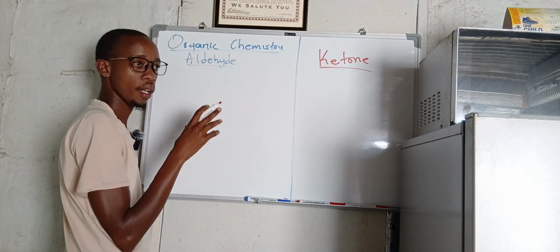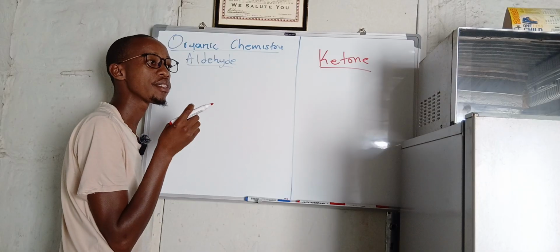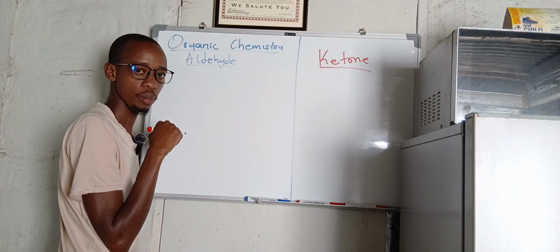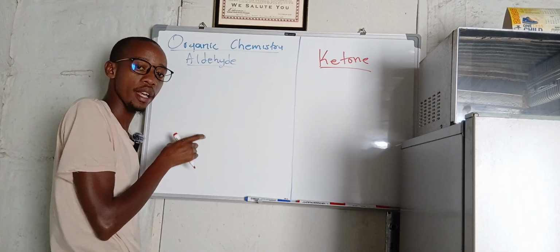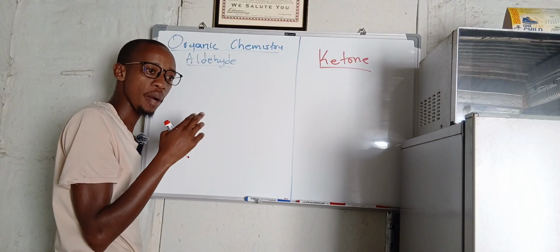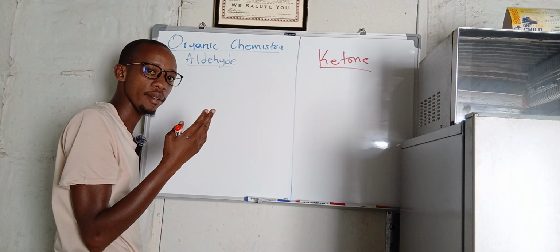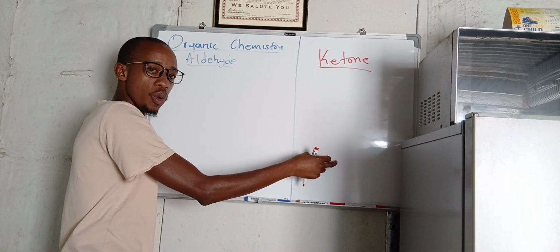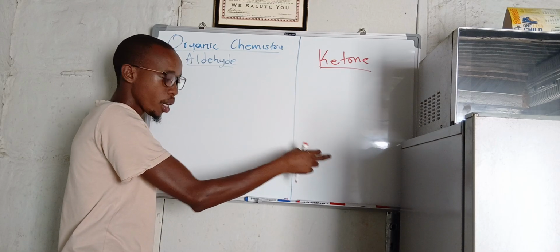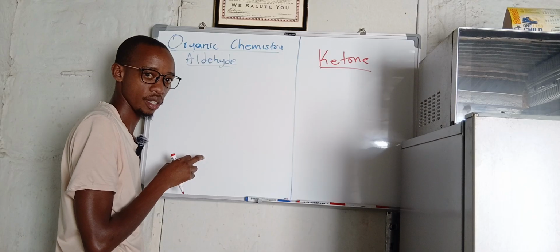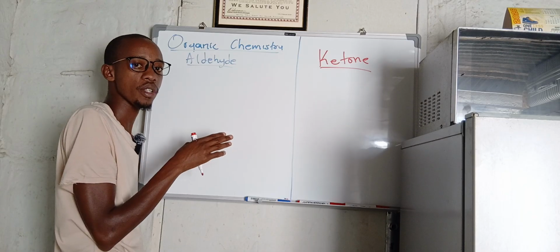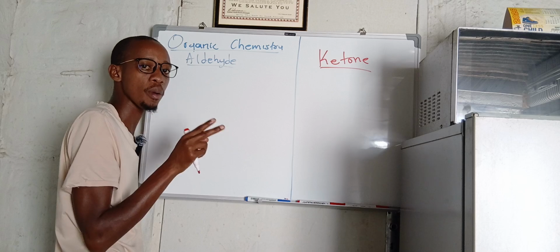Aldehyde and ketone, on face value, they have the same functional group, which is carbon. Remember, when I spoke about the double bond that carbon can have, as here I wrote the double bond between carbon and carbon, and here I wrote the double bond between carbon and oxygen. So here we are introducing oxygen being bonded to carbon with a double bond.